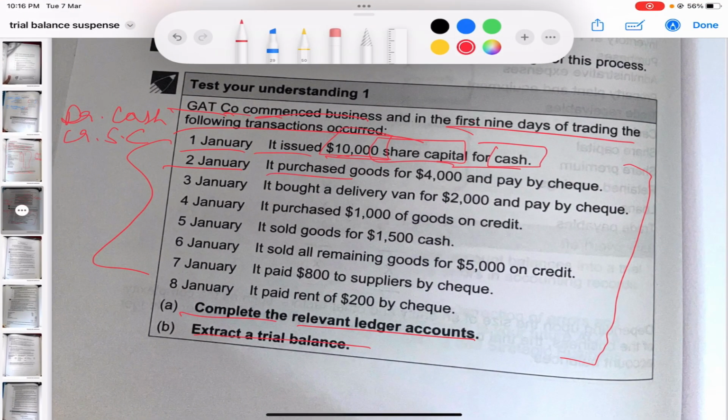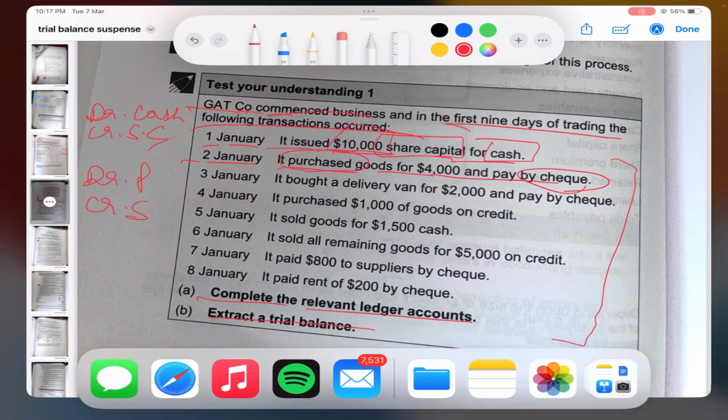2nd January. It purchased goods for 4,000 and paid by check. So we purchased and we paid by check, which means it is not a credit transaction, it's a cash transaction. Which two accounts are involved? Purchases and cash. In this case, what would be the journal entry? Think about it and tell me. Debit purchases, credit cash, right? Debit purchases, credit cash. Let's do that.